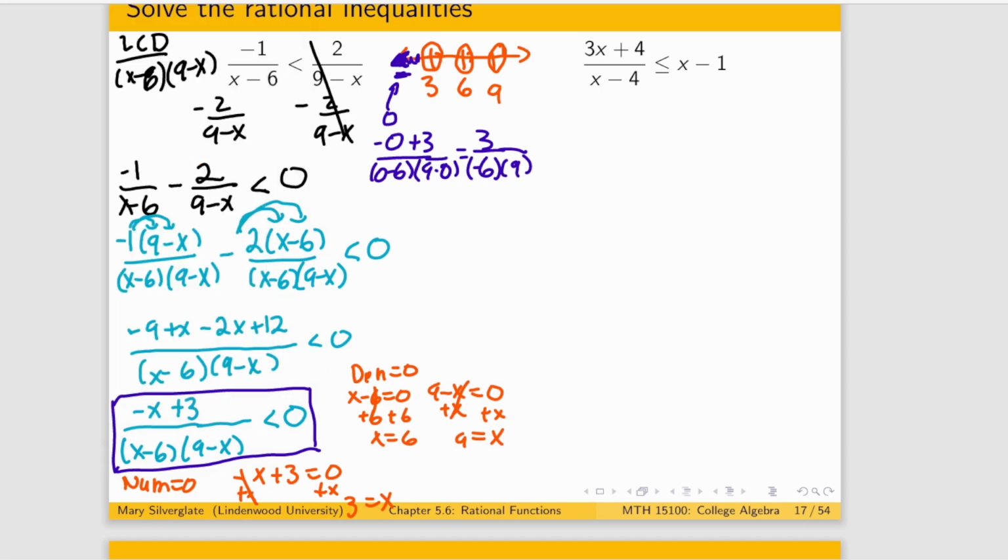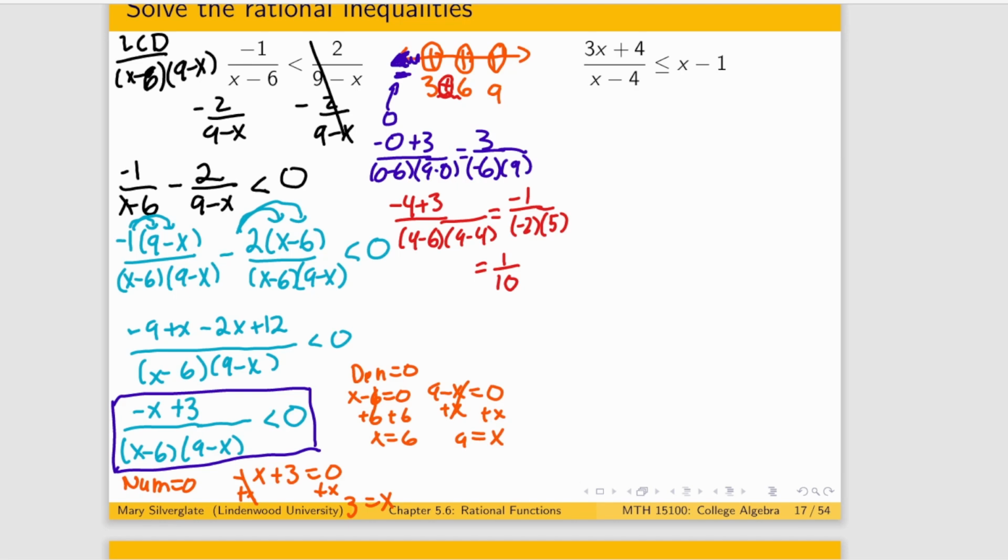Then I want to pick another testing point, something in between 3 and 6. Let's say something like 4. So that'd be negative 4 plus 3 over 4 minus 6, 9 minus 4. Well, negative 4 plus 3 gets us negative 1. 4 minus 6 gets us negative 2. 9 minus 4 gets us 5. Negative 1 divided by a negative 2 becomes a positive. So we have positive 1 over 10. That is a positive. I do not want to shade him in. You may already be noticing this alternating pattern, which is true as long as everything has a multiplicity of 1, which is the case here.